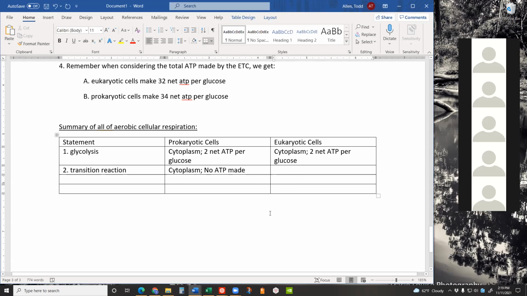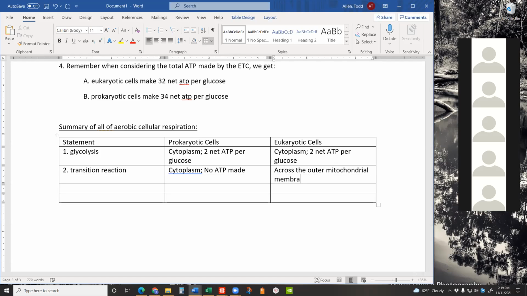In eukaryotic cells, the transition reaction actually occurs across the outer mitochondrial membrane, because the transition reaction is moving the chemistry of the Krebs cycle into the mitochondria. Across the outer mitochondrial membrane. And again, there's no ATP made by this.